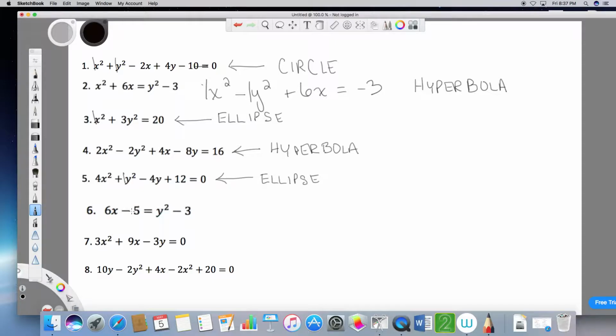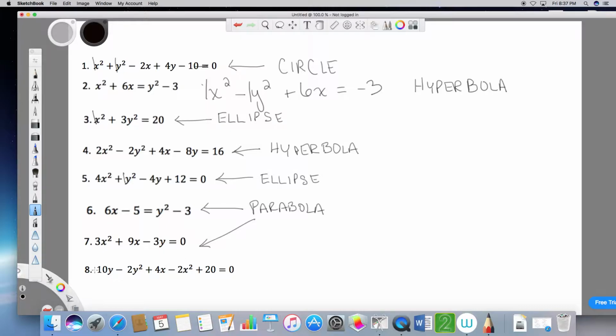Now here in number 6, I have a y squared term, but I don't have an x squared term. Whenever you just have one variable that's being squared, that's a parabola. And here in number 10, I've got x squared, but I don't have y squared. That's also a parabola. Number 7, that's also a parabola.